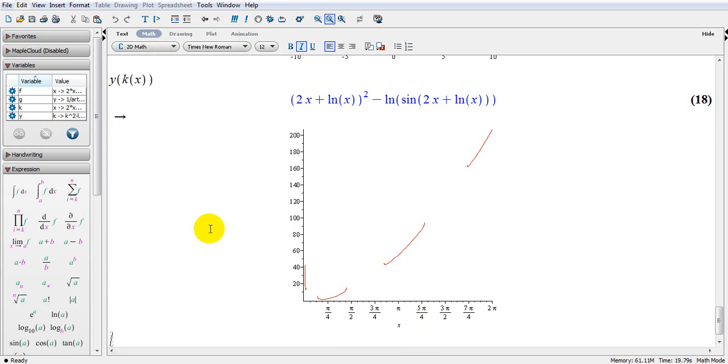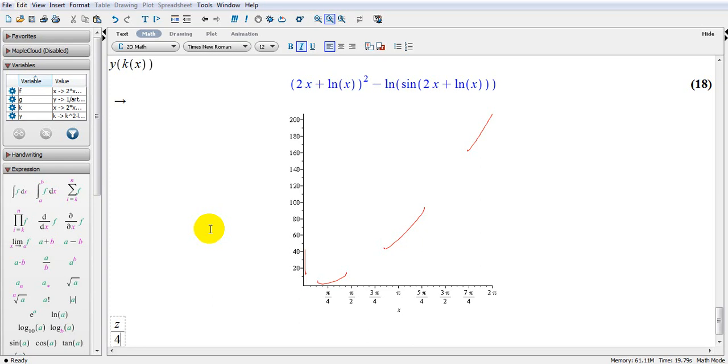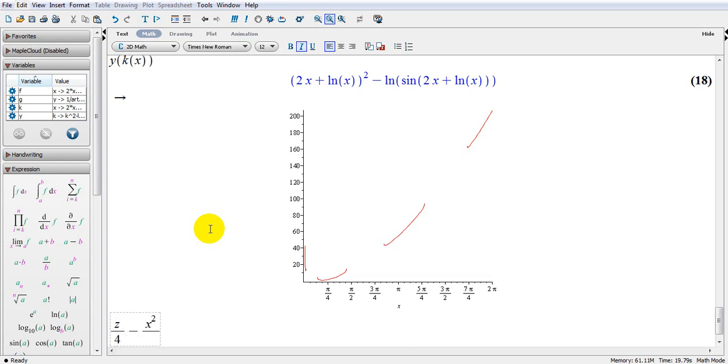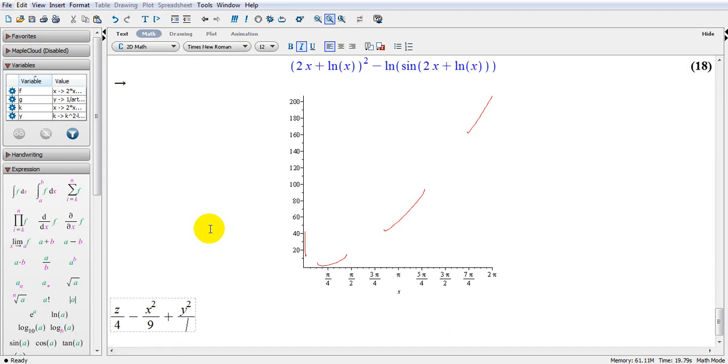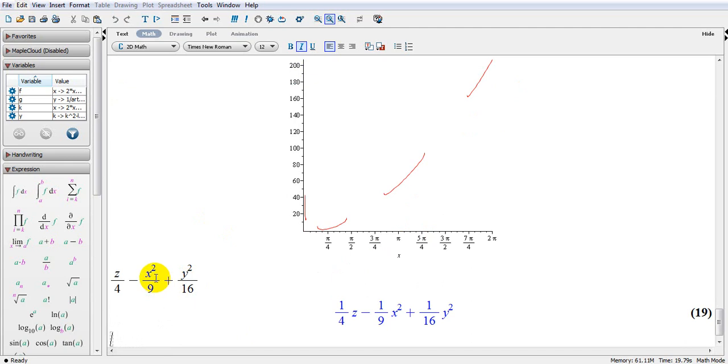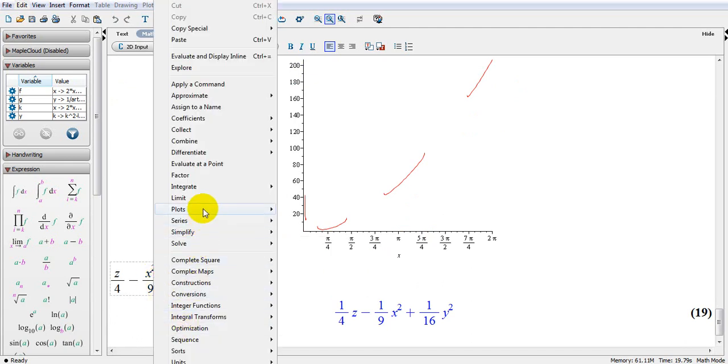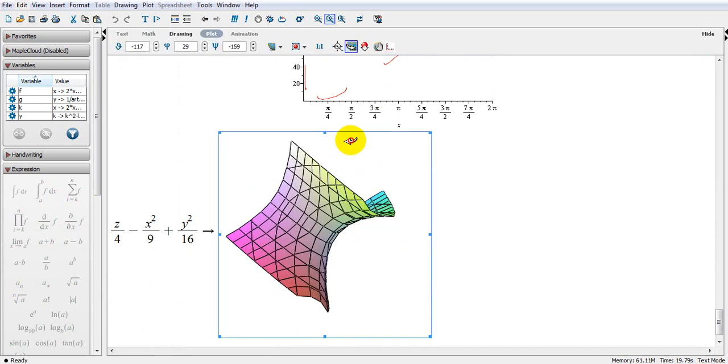Now let's have another function here: z divided by 4 minus x squared divided by 9 plus y squared divided by 16 equals 25. I don't write it equal now here. Let's just write it like this. Let's plot this first. If you're familiar, this looks like a saddle shape, like this.